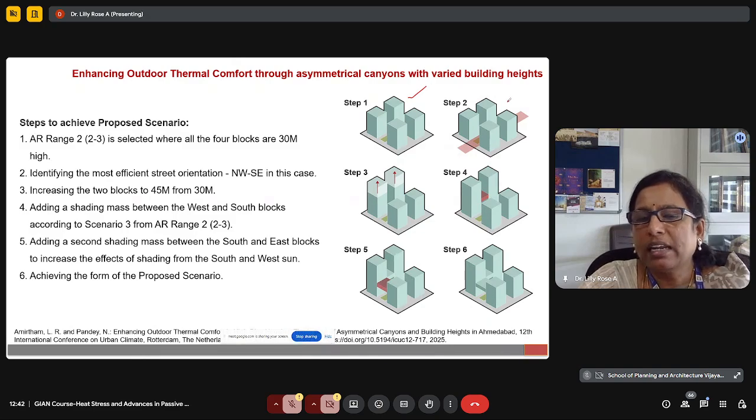Then we oriented in the best orientation, northwest-southeast. Then we just increased the height in the northwest, and introduced a shading block in the northwest and another shading block in the southeast. Then we performed the final analysis. This was the proposed scenario.